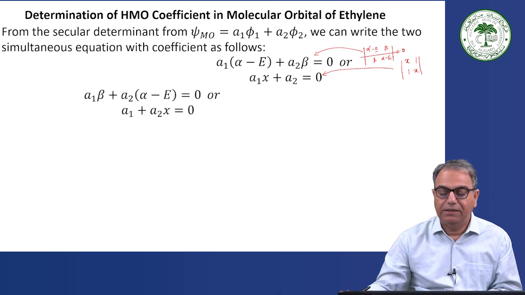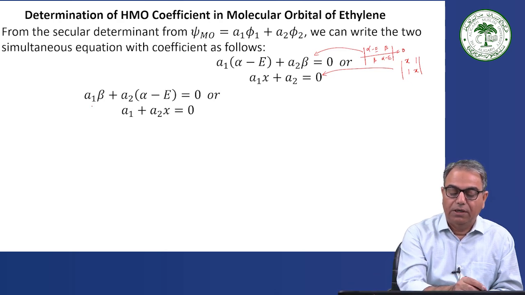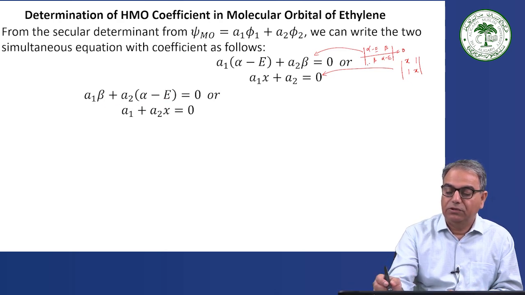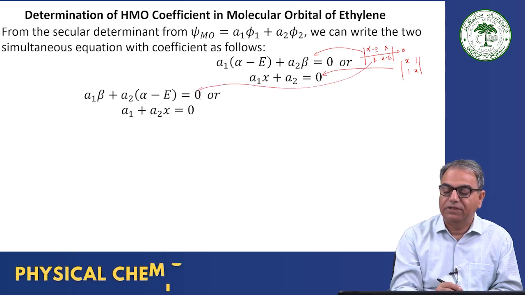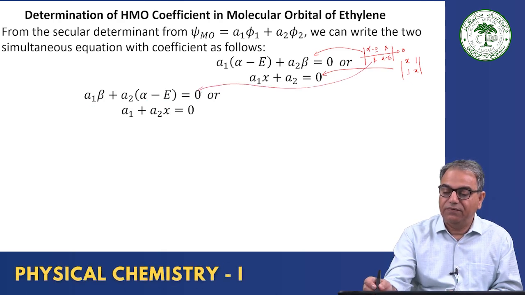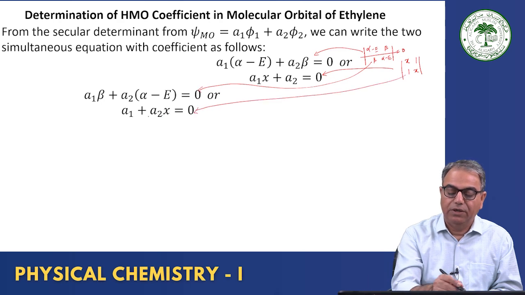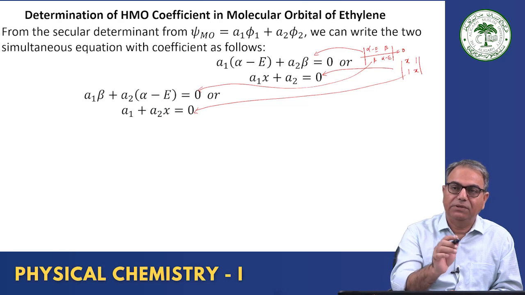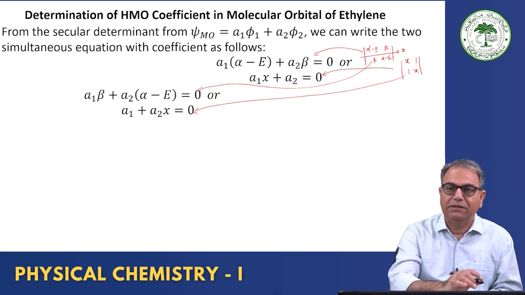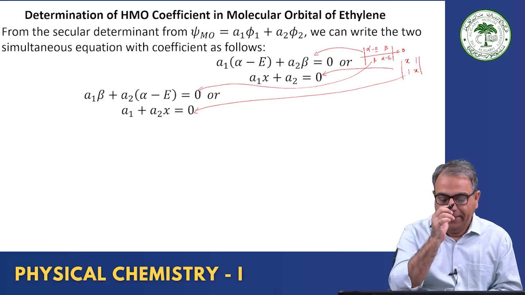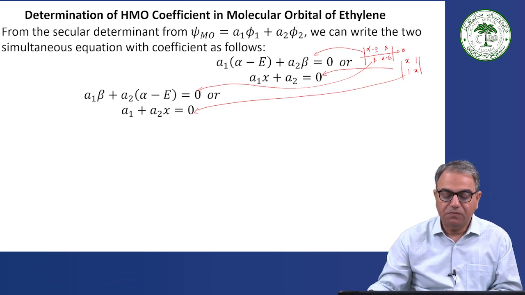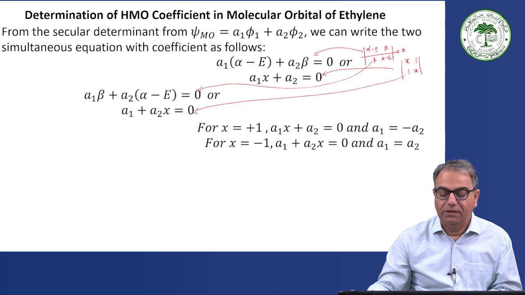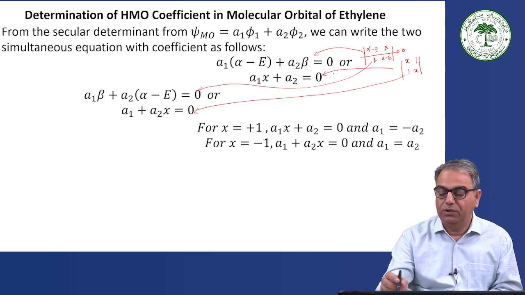Same way, you can write for the second row A1 beta plus A2 times alpha minus E. This you get from the second row, and from the second row of the x determinant, you get A1 plus A2 x. So, both these are writing the determinant from the simultaneous equations and writing the simultaneous equations from the determinant, vice versa, that you should know. Now, if you have this one, then A1 x plus A2 is equal to 0.